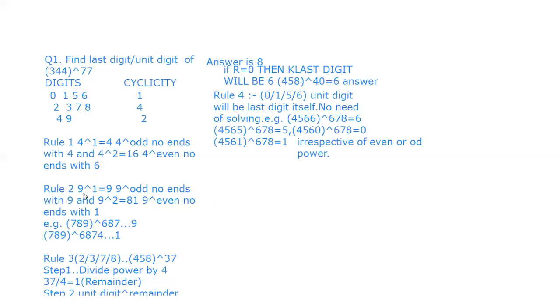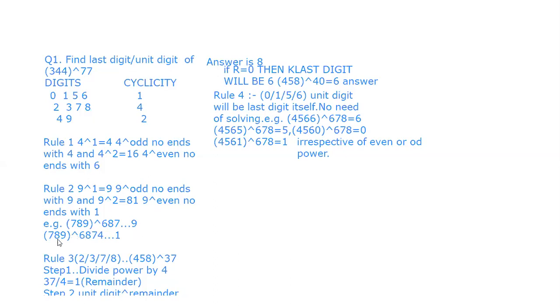In the same way, rule number 2 is 9 raised to power 1 is 9. So 9 raised to an odd power ends with 9, and 9 raised to power 2 is 81. So I can say 9 raised to an even power ends with 1. So you have to keep just these two things in mind. Like if I ask you 789 raised to power 687, what will be the last digit? You can see that 687 is an odd number, so the last digit will be 9.